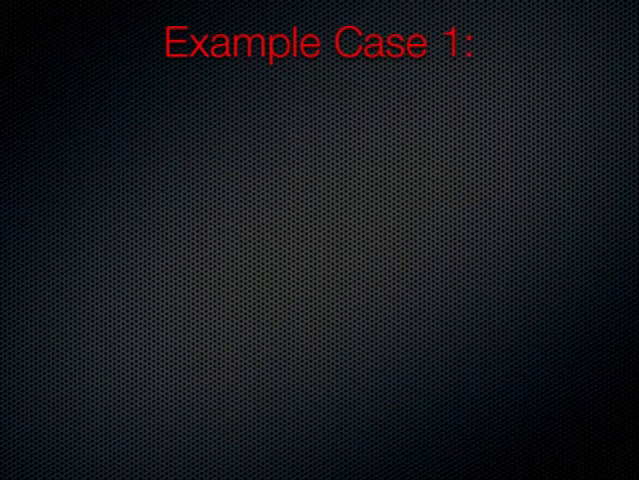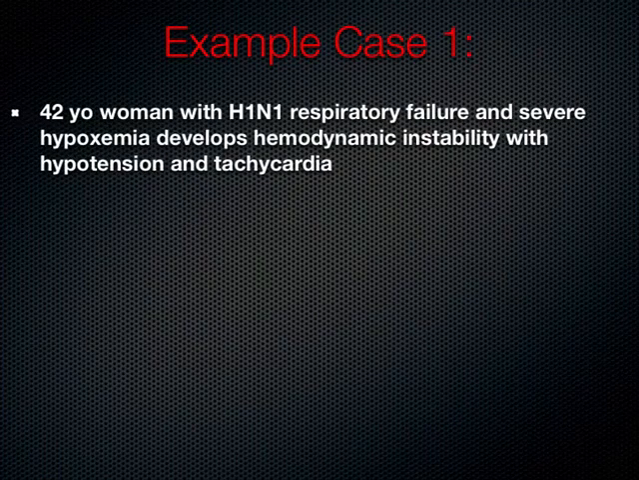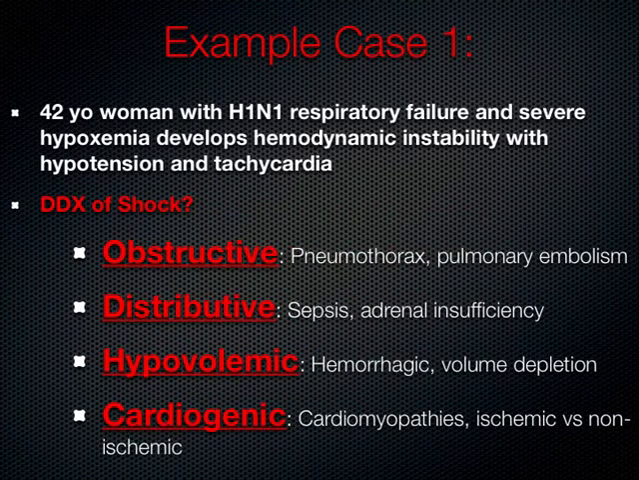Okay, so we'll go through a couple of cases here. Case number 1: a 42-year-old woman comes in with H1N1 respiratory failure and severe hypoxemia. She becomes hemodynamically unstable. She's hypotensive and she's tachycardic. The differential diagnosis of shock in this patient is multiple. There could be an obstructive problem like a pneumothorax or a PE. It could be a distributive problem like sepsis or adrenal insufficiency, or it could be hypovolemic from hemorrhaging or other reasons to have volume depletion.